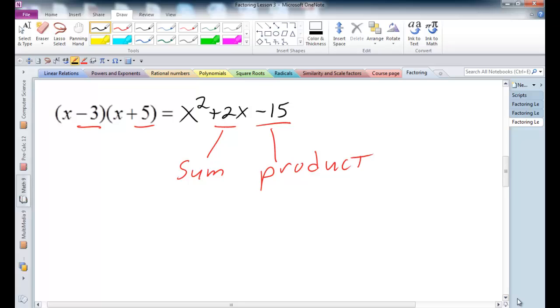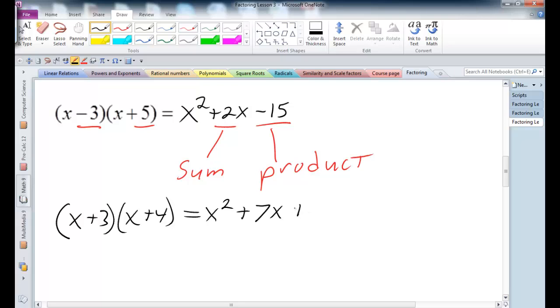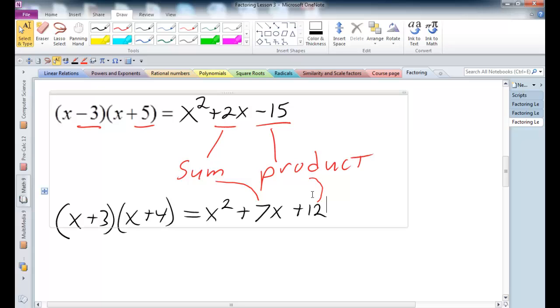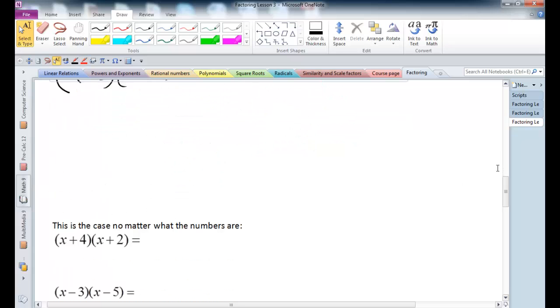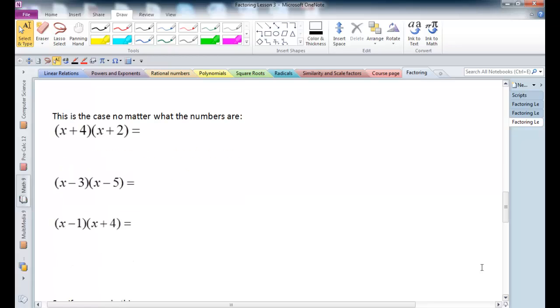Let's look at this again. Let's do x plus 3 times x plus 4. You can see if we multiply them out and collect up the like terms, we will get x squared plus 7x plus 12. And again, the 7 is the sum of the 3 and the 4, and the 12 is the product of the 3 and the 4. This is the case no matter what the numbers are. We can do all of these and the pattern will be the same.